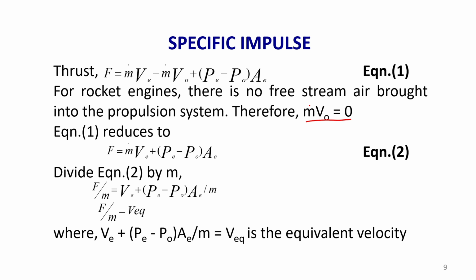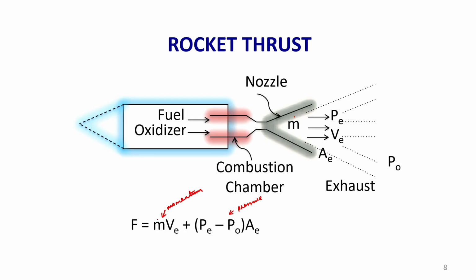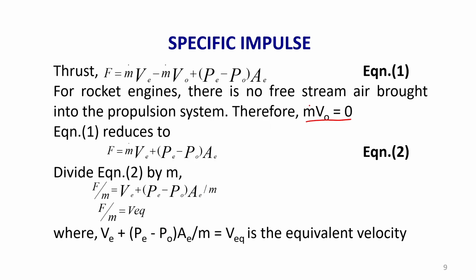So, m into v plus primarily the equation which I have written here, I have got this one. There are actually three terms: mass flow rate into exit velocity minus mass flow rate into the free stream velocity plus delta P, the thrust produced due to the pressure difference. So, now I have got this equation which I explained before, which was there in the previous slide.